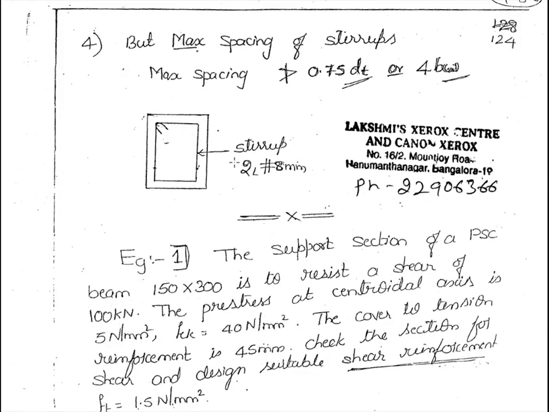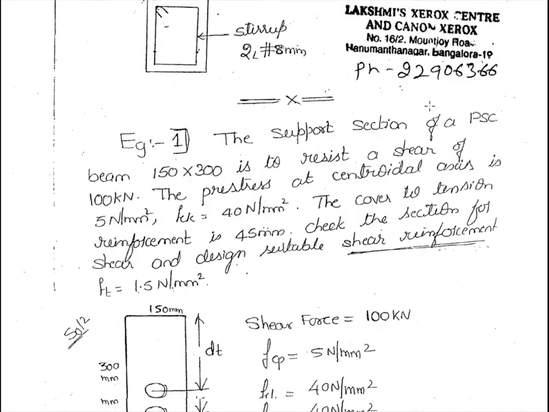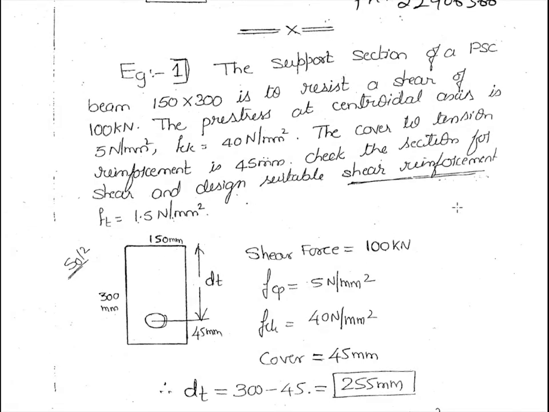Next they have given the spacing of the stirrups, those two formulas you have seen. There is another condition for maximum spacing of the stirrups. It should not be greater than 0.75 dt, where dt is the effective depth of the beam, or 4 BW, where BW is the width of the beam. So let us understand this by solving an example.